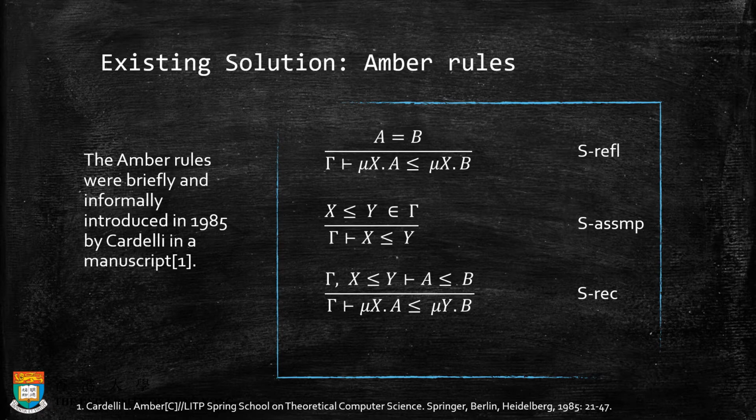In the recursive rule, if we want to check whether two iso-recursive types are subtypes, we need to assume these two types are in the subtyping relation by using two distinct variables, and then check the body. In the assumption rule, two type variables are subtypes if they are stored in the context gamma.